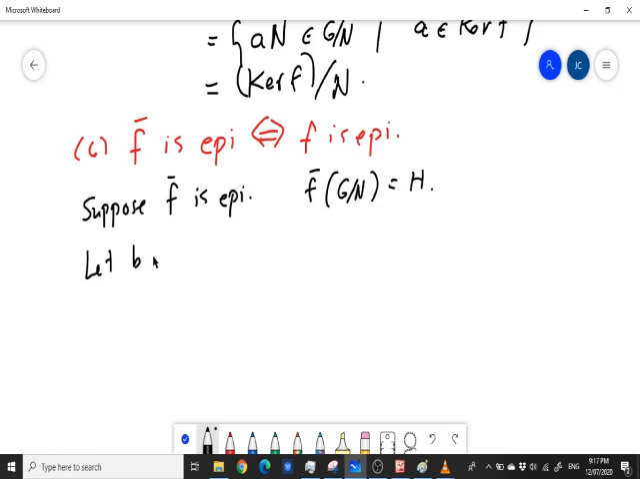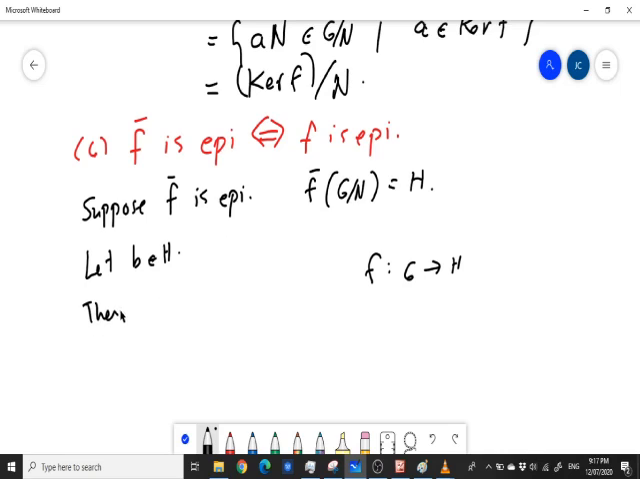Let P be in H. We have to show that there's an element A in G, because f is from G to H. So pick an element B in H. You have to show that there's an element A in G such that f of A equals B. Okay. Let B be in H.